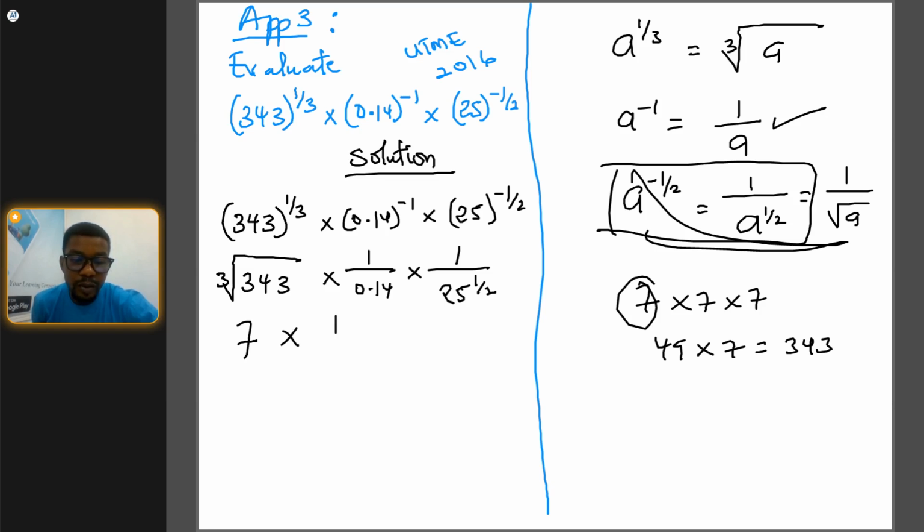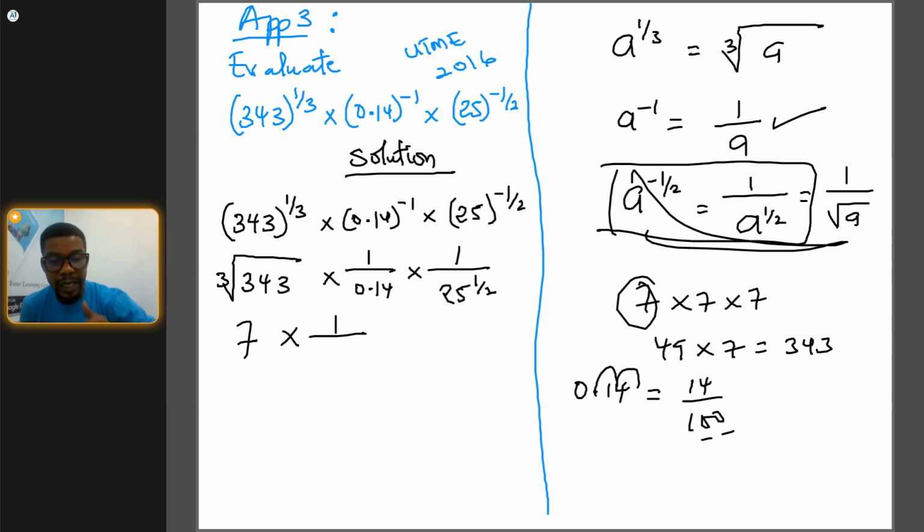For this, we have 1 over 0.14 expressed in fraction. We remove the decimal point 2 times. That is 14 over 100. The zeros symbolize the movement of the decimal point. Remove the decimal point 2 times, that means we are going to have 100. If you move the decimal point 3 times, that means you are going to have 1,000. So for this, we have 100.